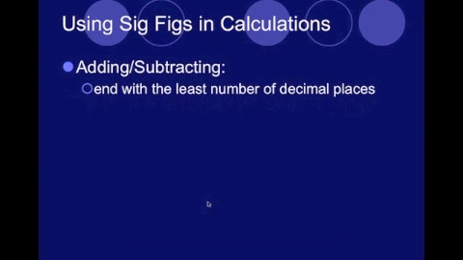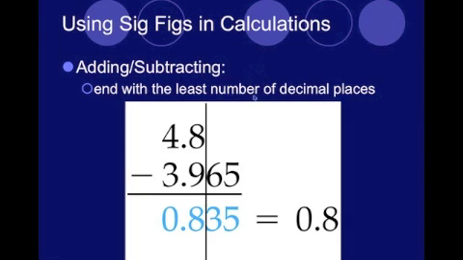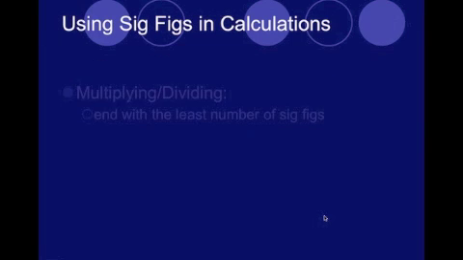Another example of this, we see here we're subtracting. 4.8 goes to the tenths, and 3.965 goes to the thousandths. So the smallest is to the tenth, so we have to round it right there, and that 3 doesn't round it up, so it's just 0.8.